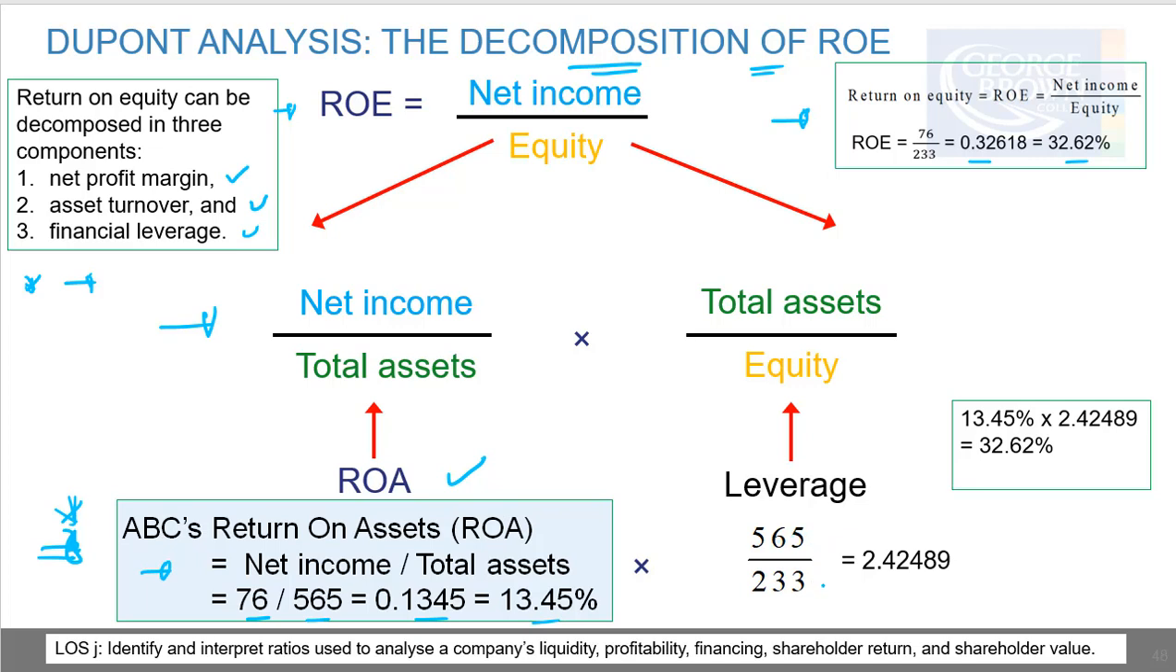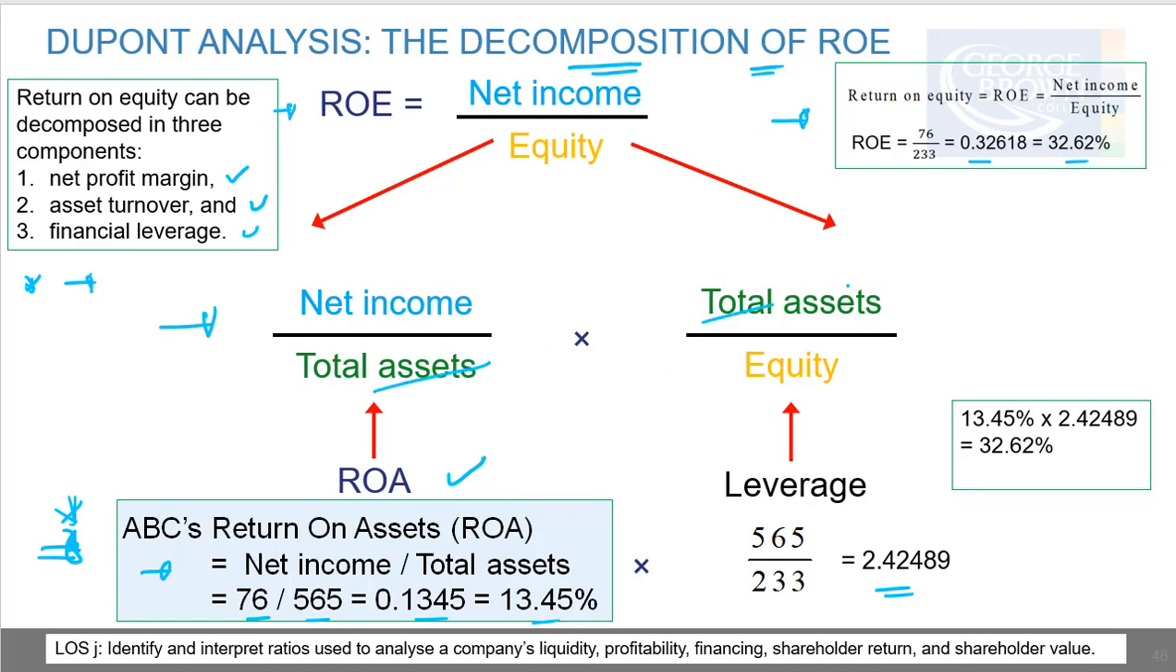Those numbers are not new to us, but assets over equity gives us leverage. That gives us 2.429 if I'm rounding to 5 decimals. And you can see I've used a little bit of color coding: net income in blue, equity in gold, and assets in green. Net income over total assets times total assets over equity.